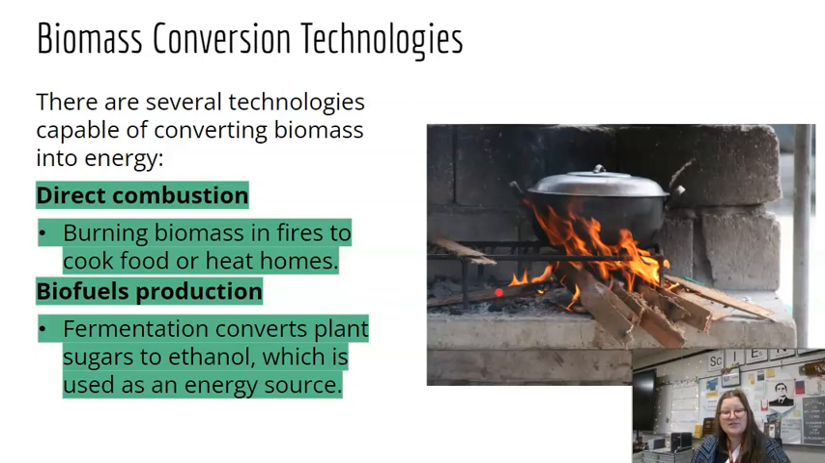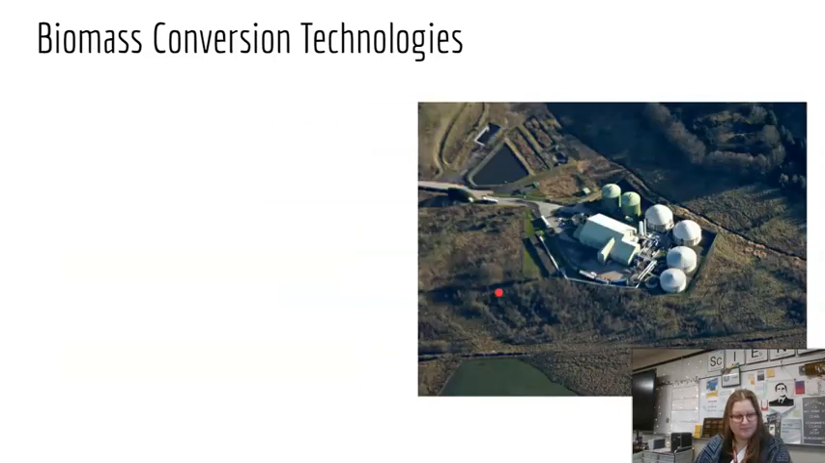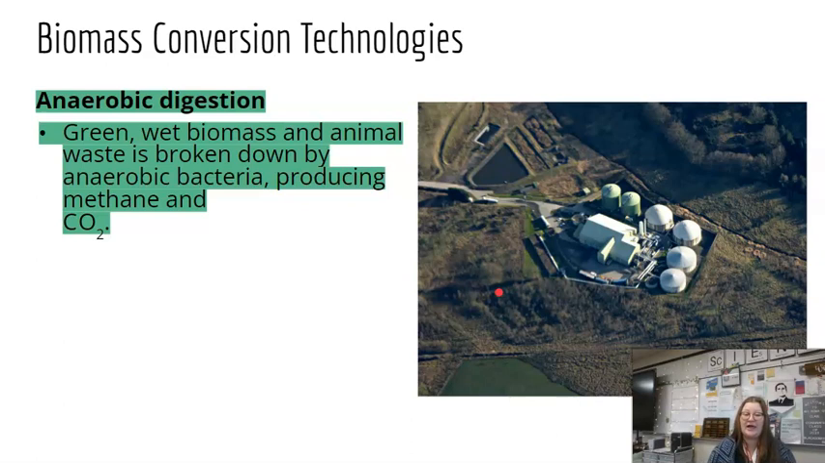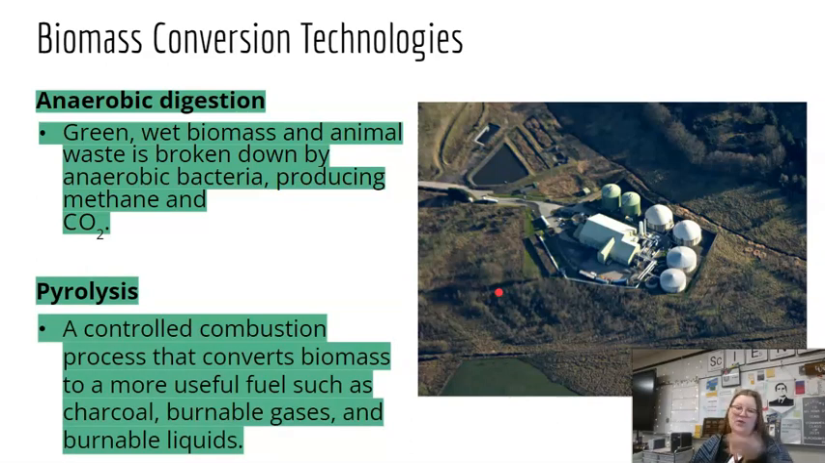If you've ever gotten gas or noticed at gas stations, usually it'll say that it's E10. That means that up to 10% of that gas could be ethanol. And then you can pay more money to have gas that has no ethanol in it. There's also anaerobic digestion. So green wet biomass and animal waste is broken down by anaerobic bacteria, producing methane and CO2. And then there is also pyrolysis, which is a controlled combustion. So we are lighting it on fire. That converts biomass to more useful fuel, such as charcoal, burnable gases, and then burnable liquids.